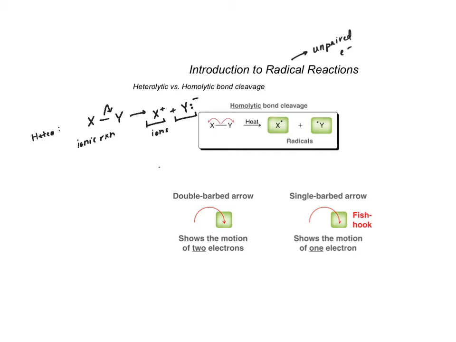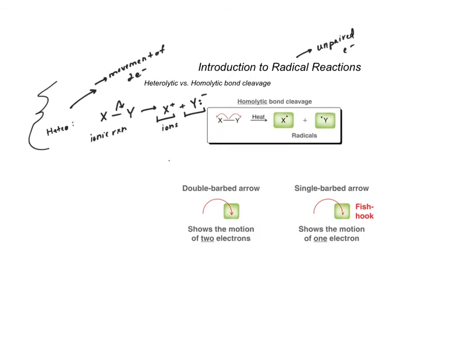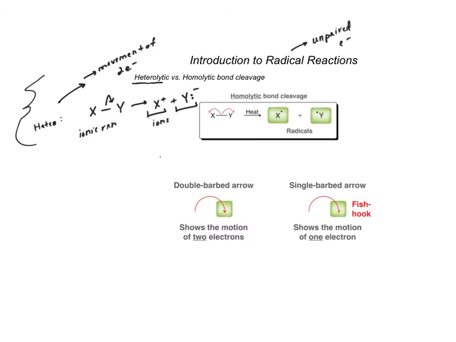When we draw out the mechanism for these heterolytic bond cleavage reactions, this is when we use the double-headed arrow. The double-headed arrow represents the movement of two electrons, as opposed to just one. So essentially, what we've been doing all semester is specifically heterolytic bond cleavage reactions that produce ions. We've been looking at these ionic reactions and these ionic mechanisms. That's what we've been covering.